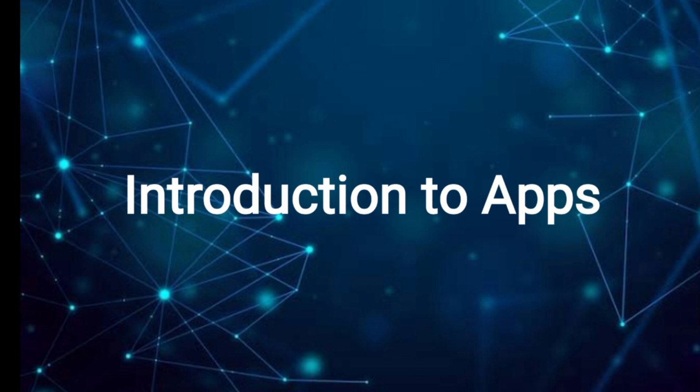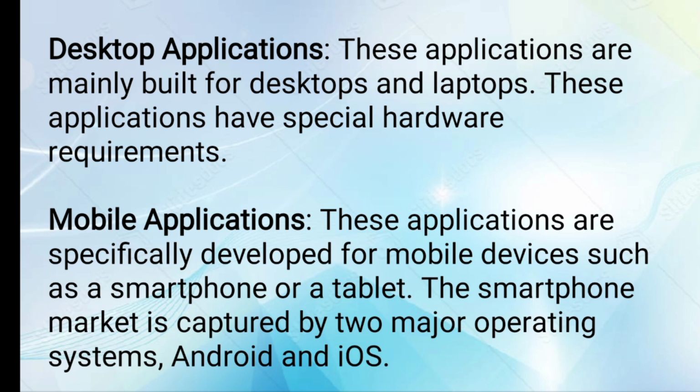Okay, so there are two categories of applications. First is desktop application. So these applications are mainly built for desktops and laptops. Okay, these applications have several special hardware requirements and it is very difficult to run these applications without the required hardware. Okay, so for example like Paint, MS Word, etc., these all require some platform to run.